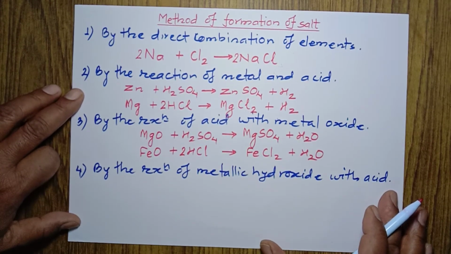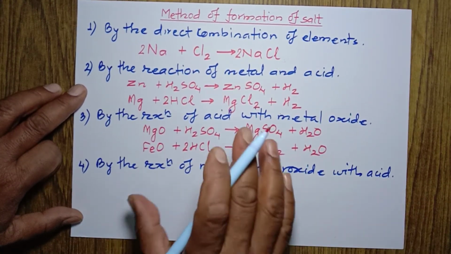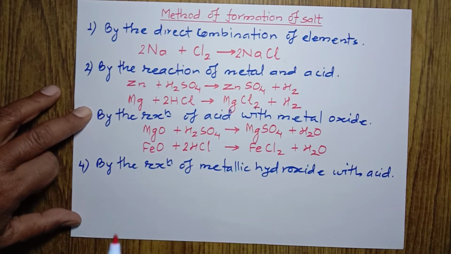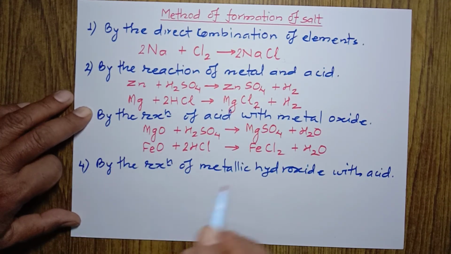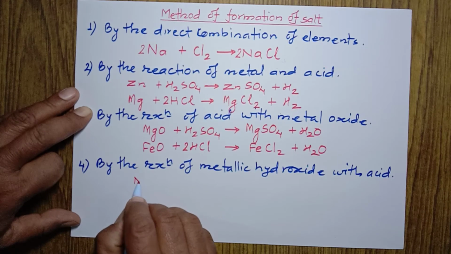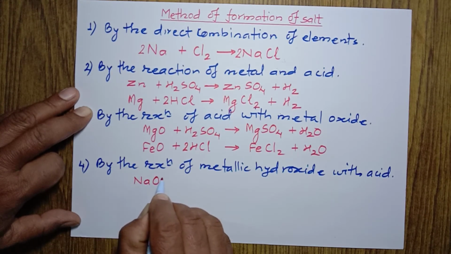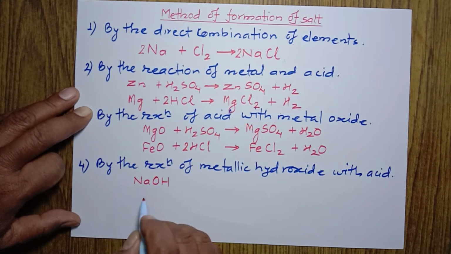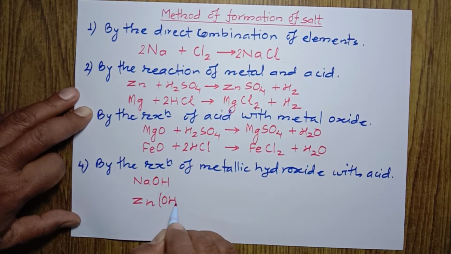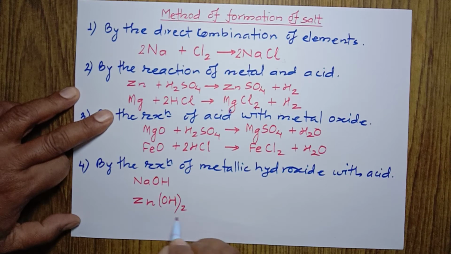There is another method of preparation of salt. Now let's talk about the last one, by the reaction of metallic hydroxide with acid. Metallic hydroxide. Let's take sodium hydroxide. This is one of the metallic hydroxides. Let's take another example also. Zinc hydroxide. Zinc hydroxide, valency of zinc is 2, that's why it is transferred to hydroxide.